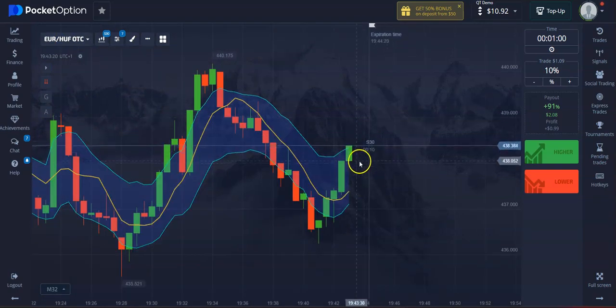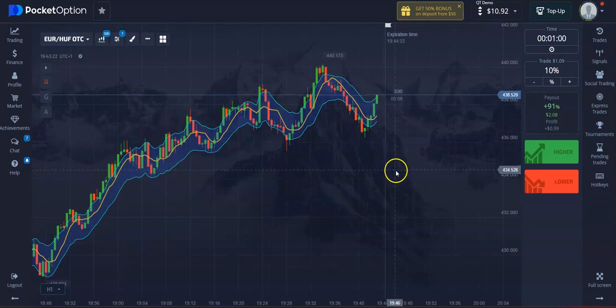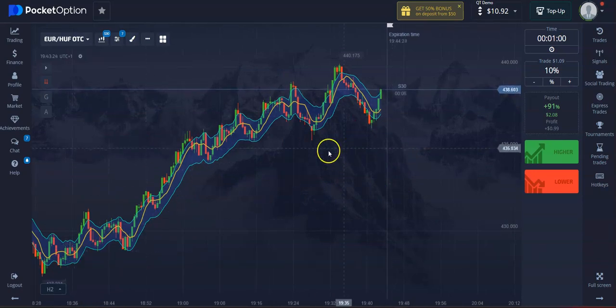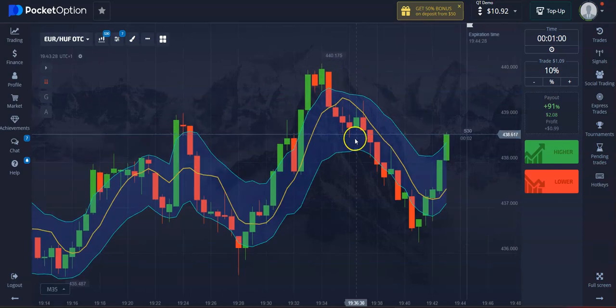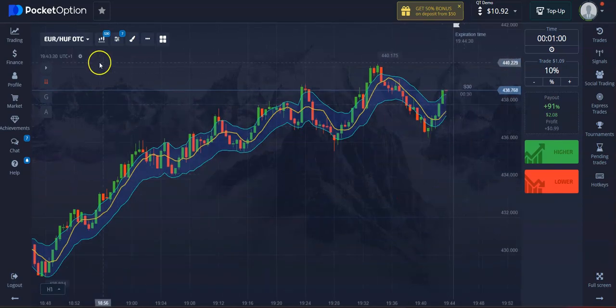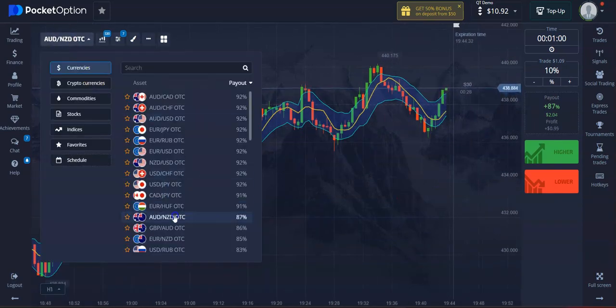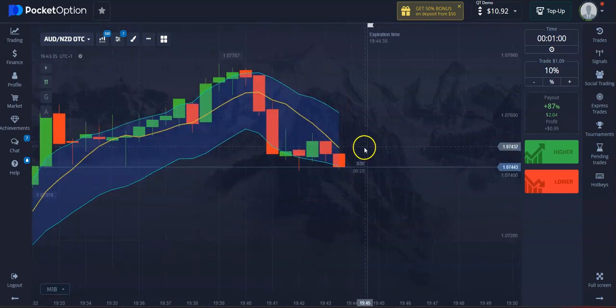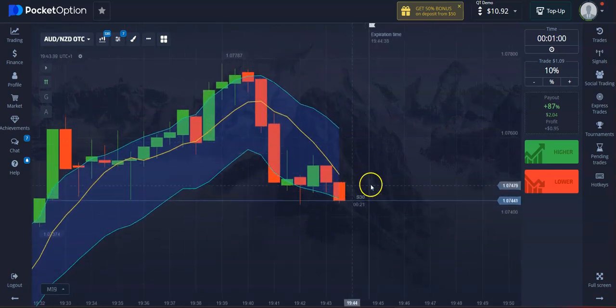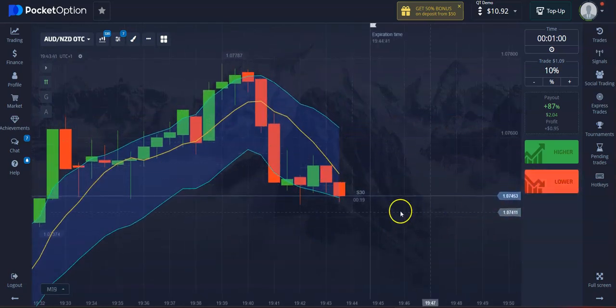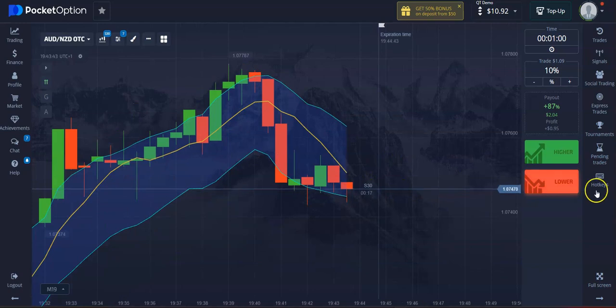I really want to test this strategy on the actual market. Okay, so this one is in a clear uptrend, but it goes up and down, so it's a lot riskier to take trades with this kind of strategy. So this one seems like it's going to go down, so we're going to take a position on this chart right here.